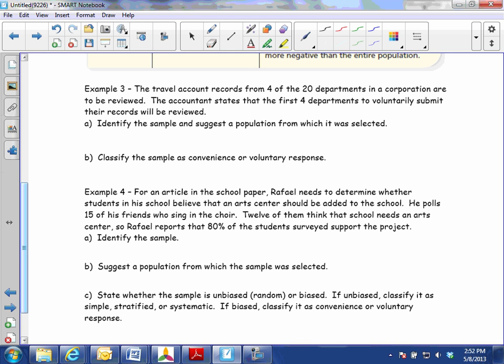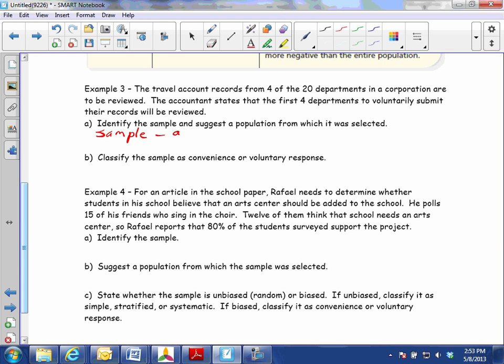All right, so example 3 says the travel account records from 4 of the 20 departments in a corporation are to be reviewed. The accountant states the first 4 departments to voluntarily submit their records will be reviewed. So what's our sample? Departments. Not quite. Account records. There we go, because I'm collecting their records. Yes, four department records.